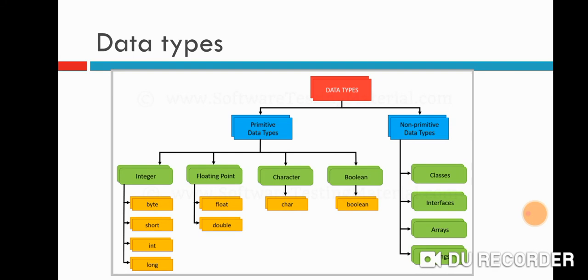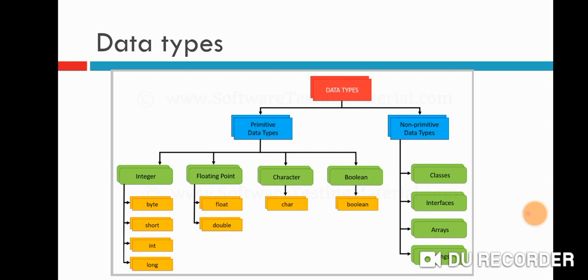Integer, floating point, character, boolean, these are all primitive data types. These are further divided into the following categories. We will be looking into detail very shortly. The non-primitive data types are classes, interfaces, arrays and strings. A few of them are a part of your syllabus this year and a few of them are part of your syllabus for next year. We will be seeing it accordingly.